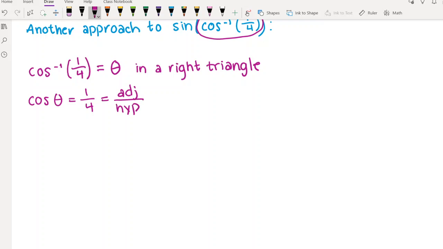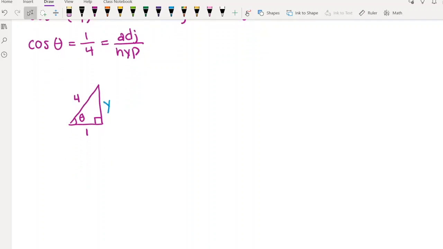And so we can just draw a picture. It doesn't need to be perfect, right? We're basically just using this as a placeholder as we try to figure out some stuff. So if this is our angle theta, that means that the adjacent side is 1 and the hypotenuse is 4. And so we need to figure out what this vertical side is. So maybe we can call it y. So let's find that other side. How do we find it?